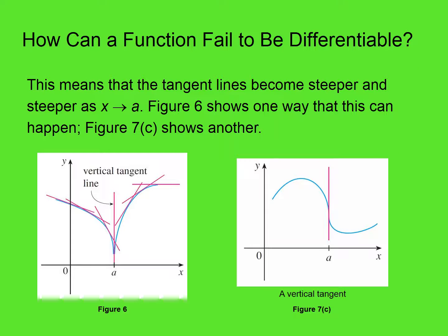This means that the tangent lines become steeper and steeper as x approaches a. Okay, so we can see that in figure 6. As x is approaching a from either side, the tangent lines are getting steeper and steeper. Another way that can happen, we see in figure 7c. That's another way you can have a vertical tangent.